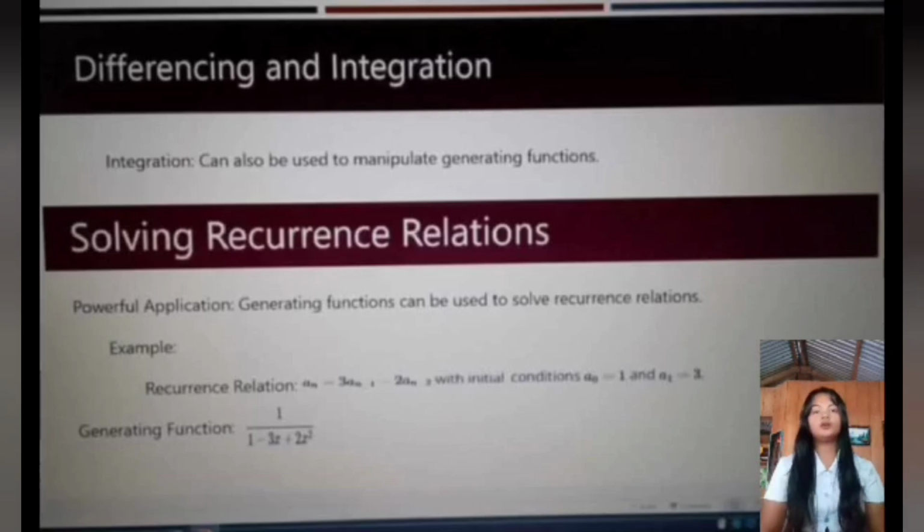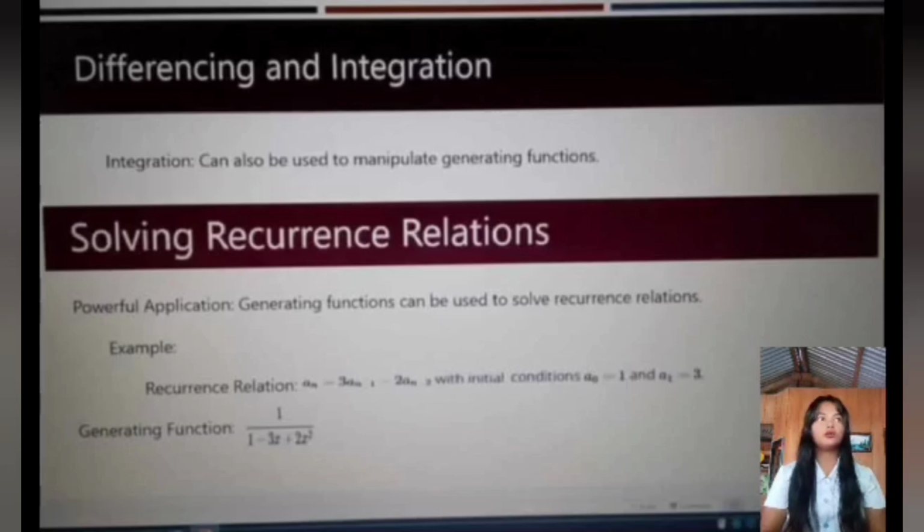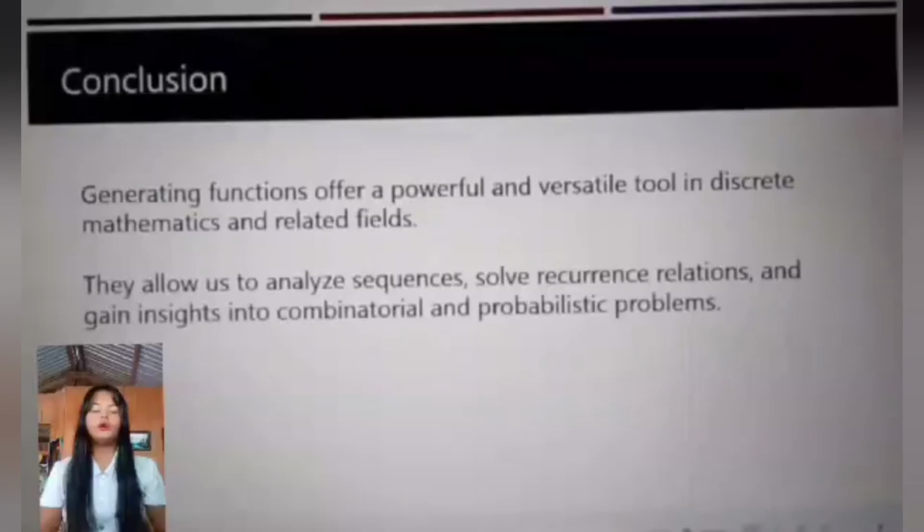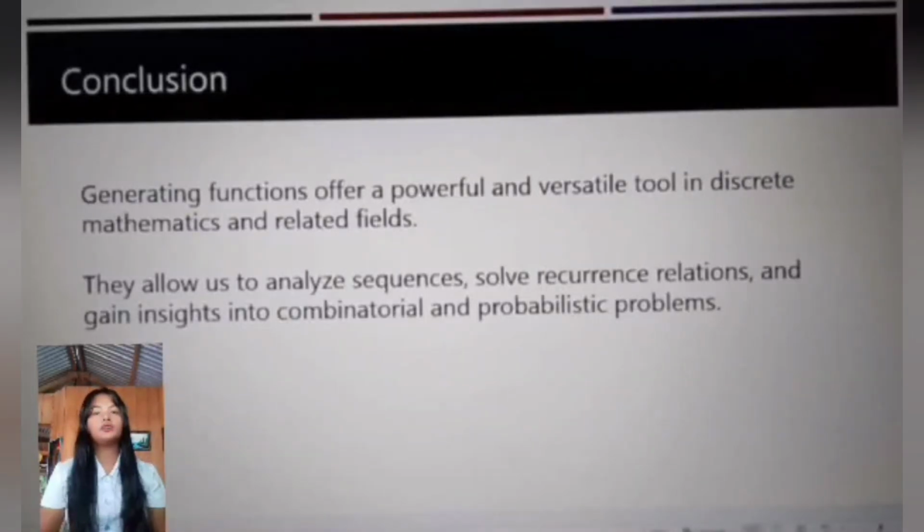A powerful technique for solving recurrence relations: generating functions provide a way to convert a problem involving a discrete sequence into a problem involving continuous functions, which are often easier to manipulate using calculus and algebraic techniques.